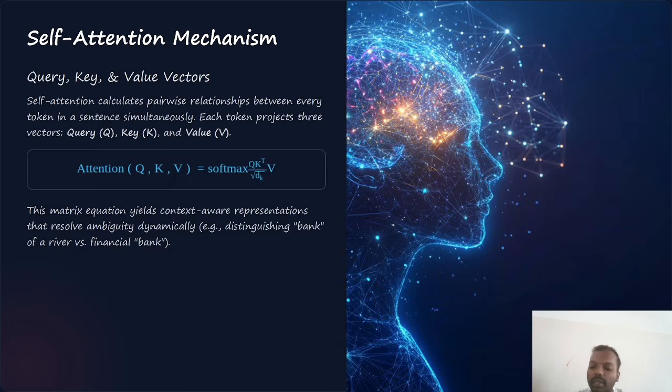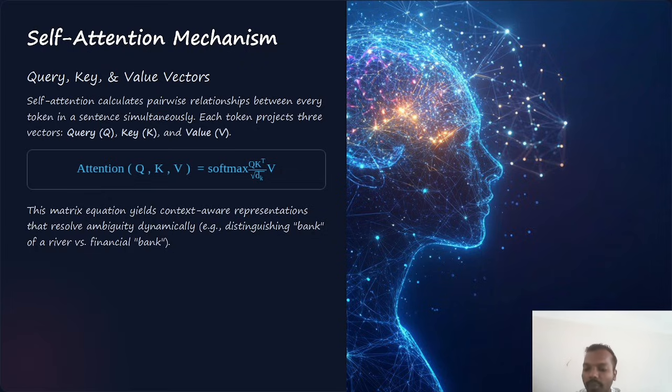Okay, next, the self-attention mechanism. The absolute heart of the transformer is the self-attention mechanism. This allows tokens to communicate with each other to figure out context. For instance, in the sentence, the bank of the river, how does the model know the bank isn't a financial institution? It computes three internal vectors for every token.